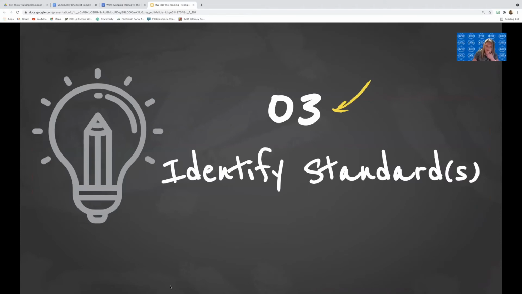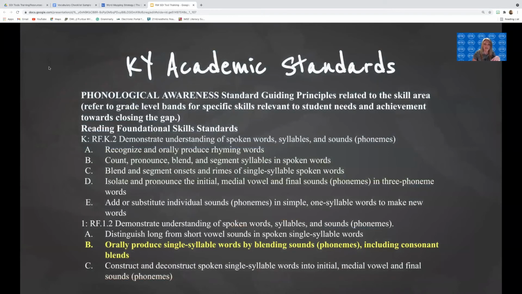Okay, so now that we've identified that indicator and narrowed it down, let's look at our standard. These are pulled straight from the Kentucky Academic Standards. I just put it on here to save time, but this is exactly what it says in the standards document. You guys have a link to that. If you go down, it's a reading foundational skill. And here it is: orally produce single syllable words by blending sounds, phonemes, including consonant blends. So that's how you're going to direct that to the standard.